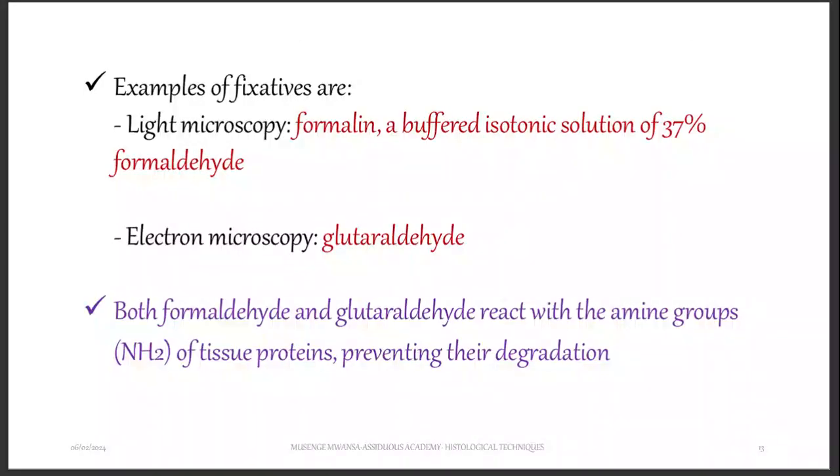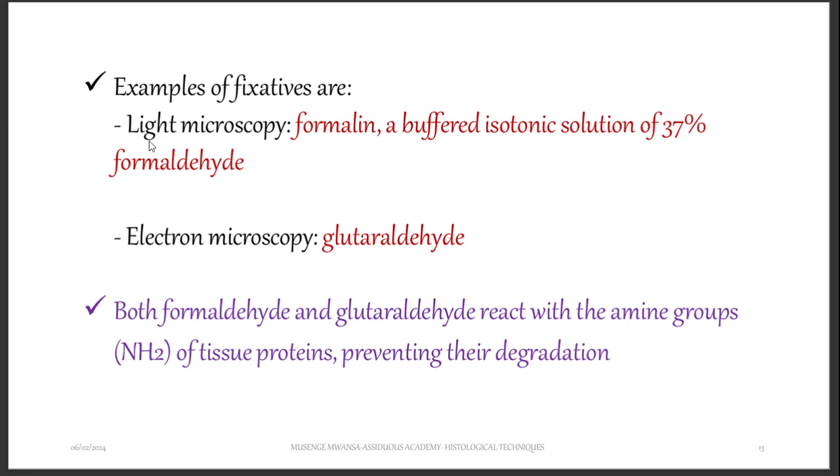So, what are the examples of fixatives? What are some of the fixatives we can use to preserve tissue specimen? If you want to study that tissue using a light microscope, you can use formalin. Now, formalin is an isotonic solution, meaning that it has the same concentration as the concentration inside the cells. It is actually 37% formaldehyde.